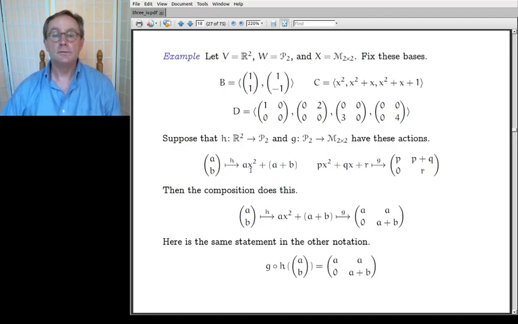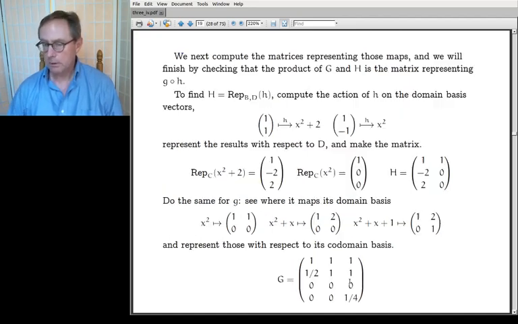And you've seen me make many examples before. I'm just simply here making up examples that are not too hard and not too easy. The composition takes in two tall vectors and puts out 2x2 matrices. So G circle H takes in two tall vectors and puts out 2x2 matrices. And I'm just going to compute the representations of all that stuff.